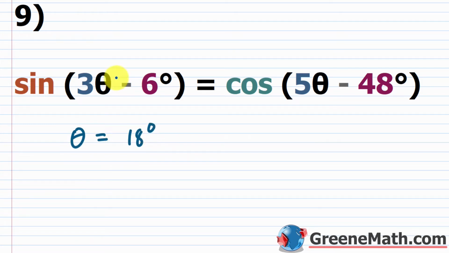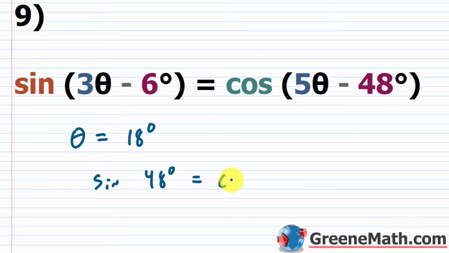So if that's true, then this side should be equal to this side. So we have the sine of 3 times theta. So theta is 18 degrees. 3 times 18 degrees is 54 degrees. And then minus 6 degrees. If we did this calculation, we would have 48 degrees. So this left side would be sine of 48 degrees.